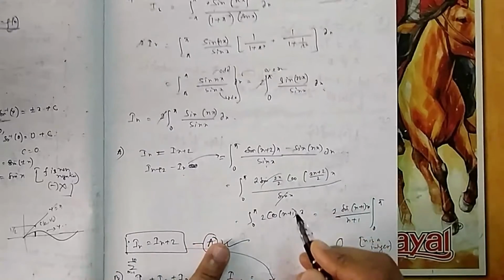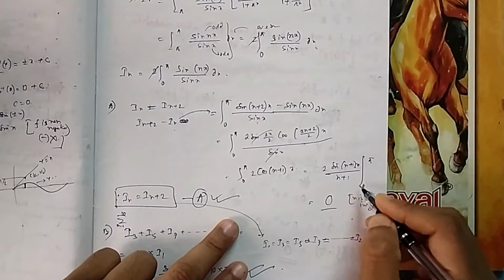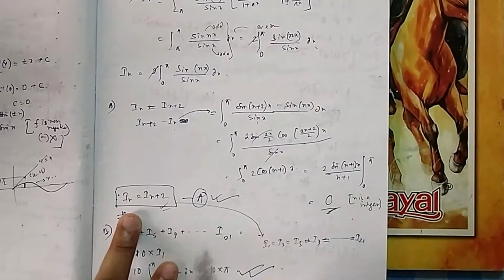Sin C minus sin D, if you do that. Finally, if you integrate, you can do this integration. You put this limit pi, it is 0, and if you put 0, then also 0. So it is 0. So that means In plus 2 is equal to In. That means option A is correct.